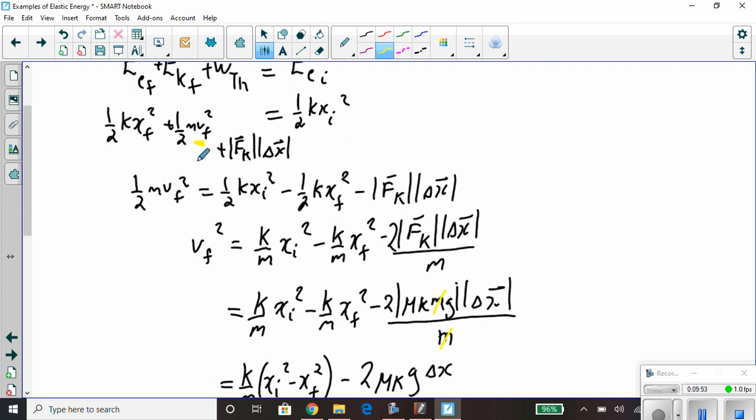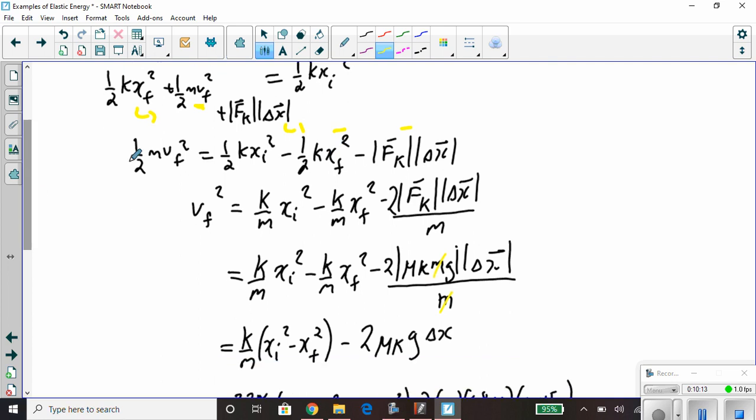Since we want to solve for the final velocity, we move this term and this term over to the other side, and they both become negative. Then the next thing we're going to do is multiply each term by 2. I multiply that term by 2, the half is gone. Multiply that term by 2, the half is gone. Multiply that term by 2, the half is gone. And multiply this term by 2, and it remains since there's no half to cancel it out.